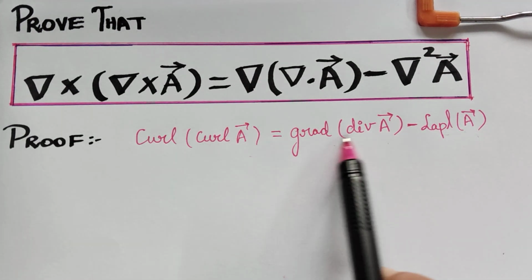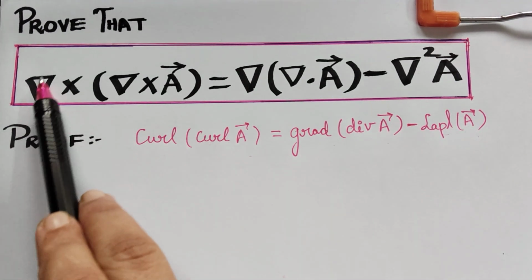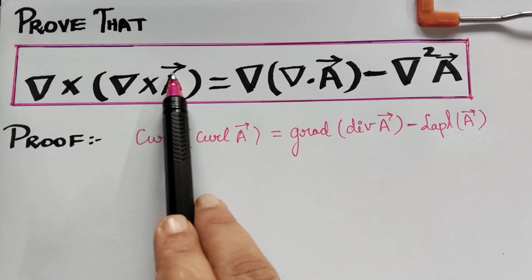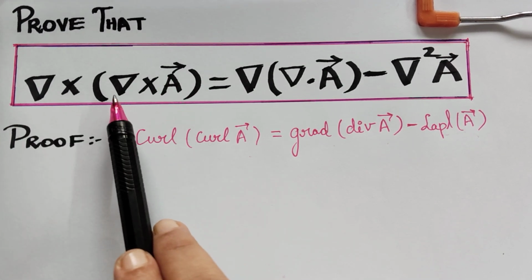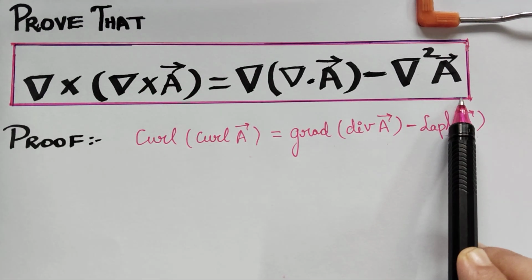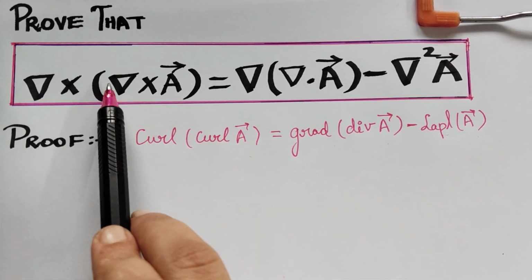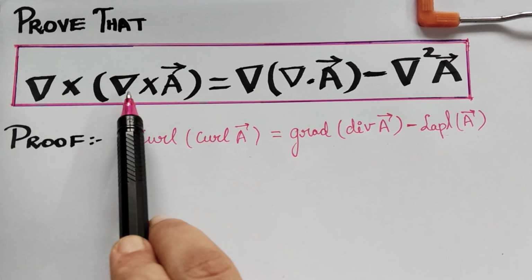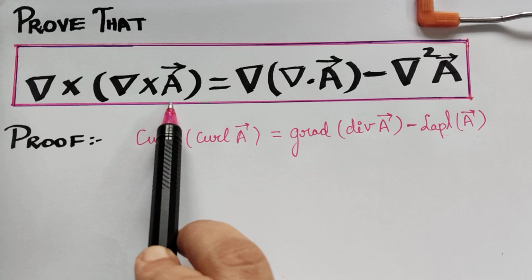So now in order to prove this result, first we shall consider the left hand side and we shall apply the curl operator on A vector, and we shall prove that it is equal to the right hand side. So for that, first of all, we shall consider whatever is in the bracket in the left hand side. That is, we have nabla cross A vector.